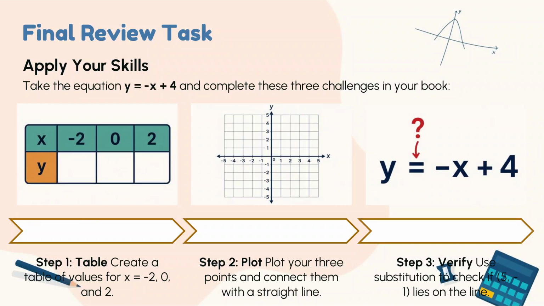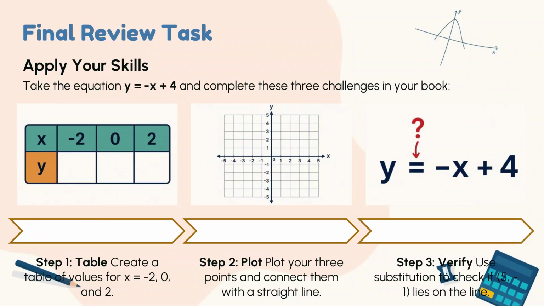Let's calculate them. If x equals -2, y equals -(-2) plus 4, which is 2 plus 4, so y equals 6. If x equals 0, y equals -0 plus 4, so y equals 4. If x equals 2, y equals -2 plus 4, so y equals 2. So the points are (-2, 6), (0, 4), and (2, 2).